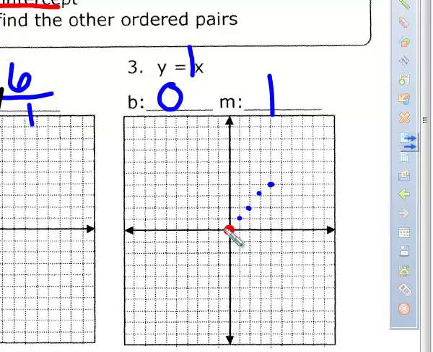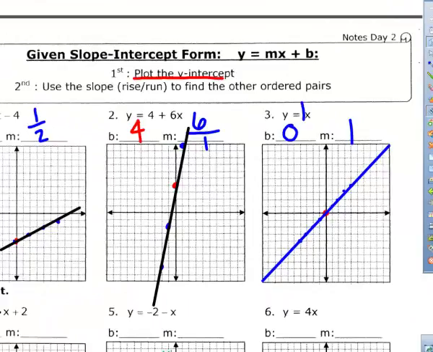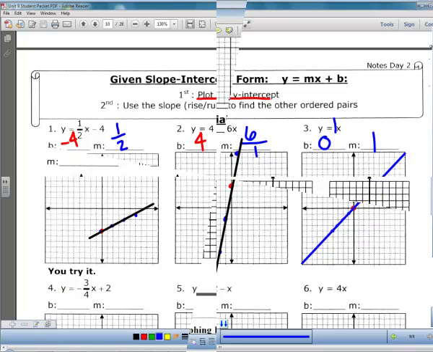Okay, and then again I'm going to go in the opposite direction. I went up and to the right, so now I'm going to go down and to the left, down and to the left, down and to the left, down to the left. Now I can connect my points, and then I have these right here. Okay, you are going to do 4, 5, and 6.